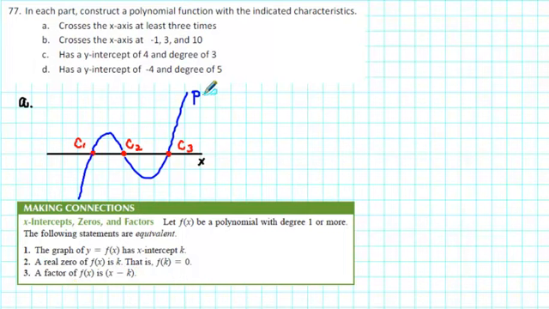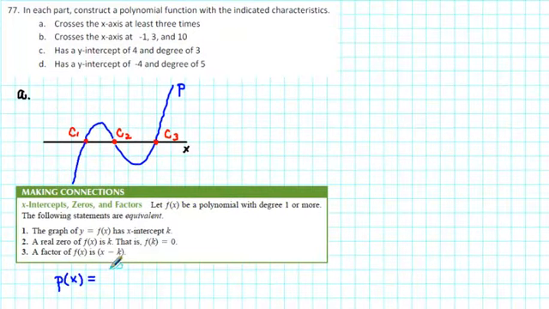I've named my polynomial function p, so we can write the equation as follows. We write p of x is equal to, and then we start to write the factors of the polynomial. Since c1 is one x-intercept, then x minus c1 will be a factor of the polynomial. Since c2 is an x-intercept, x minus c2 will be another factor. c3 is also an x-intercept, so x minus c3 will be a third factor of the polynomial.